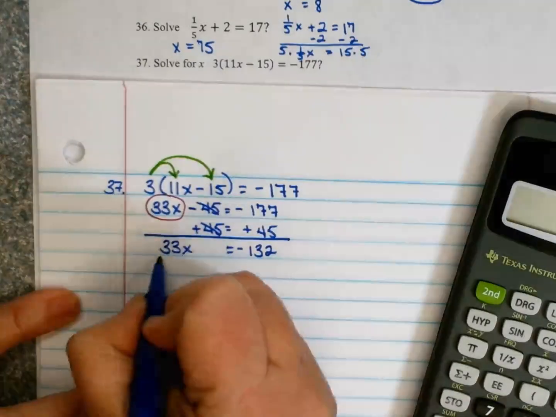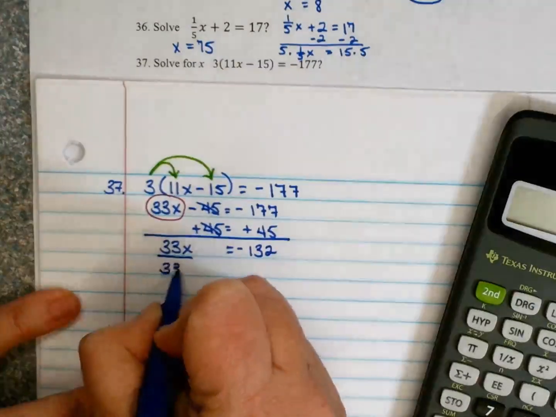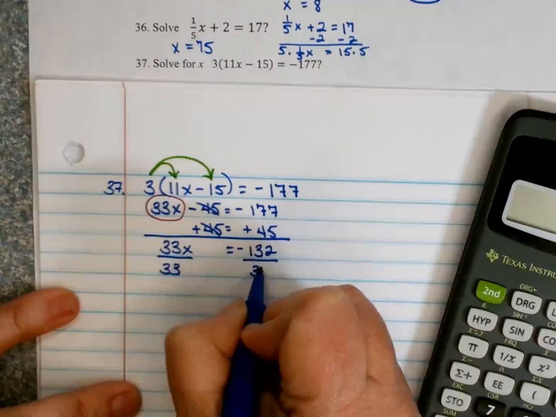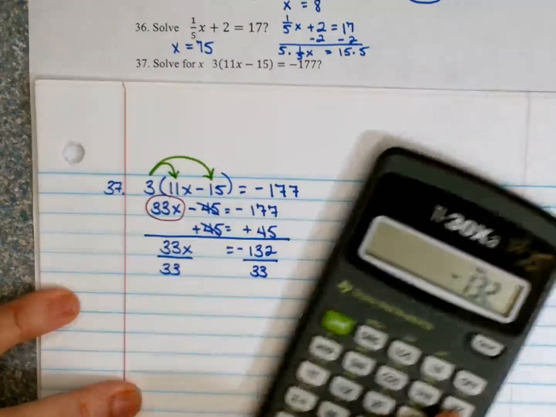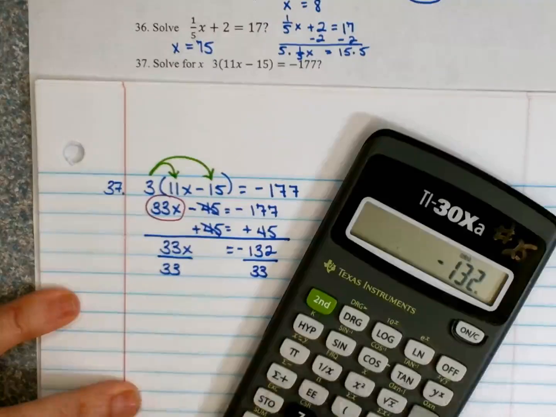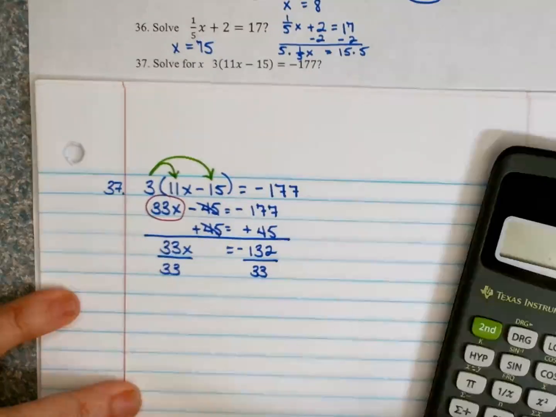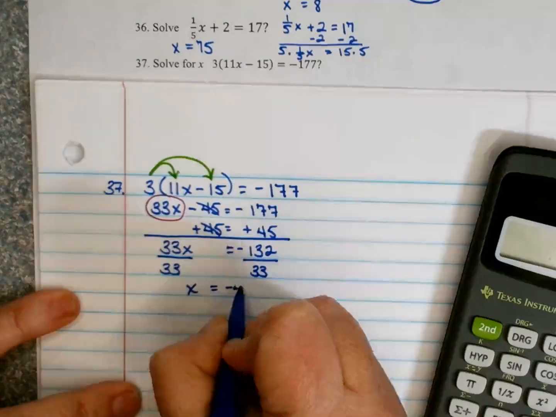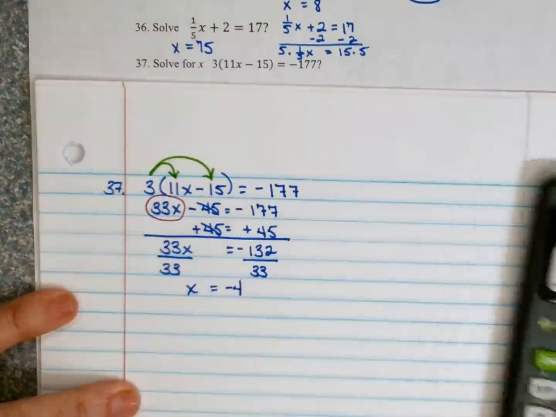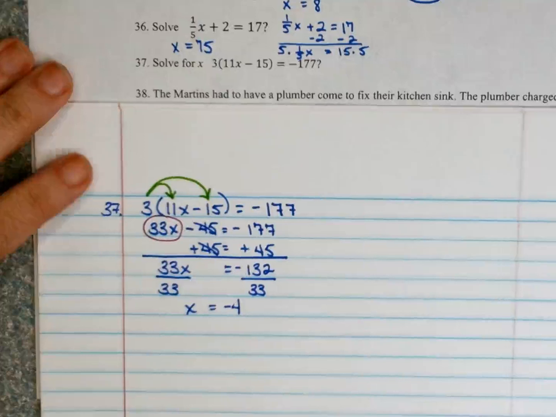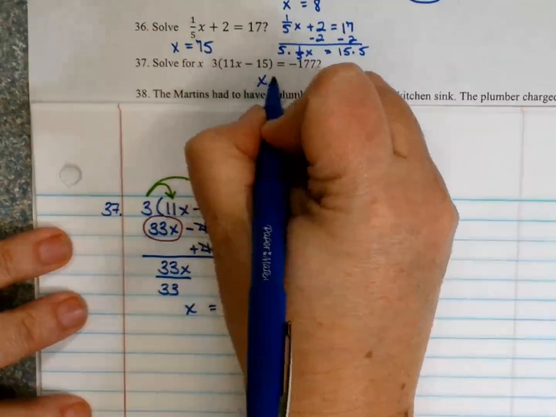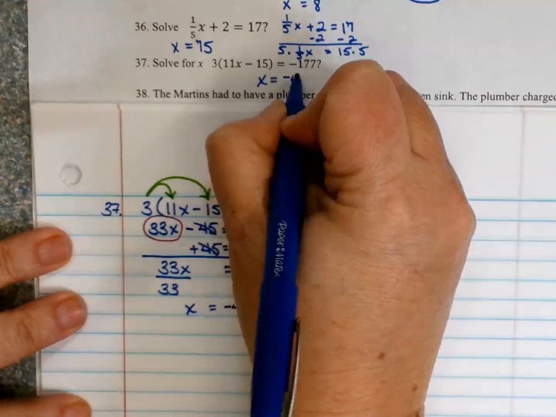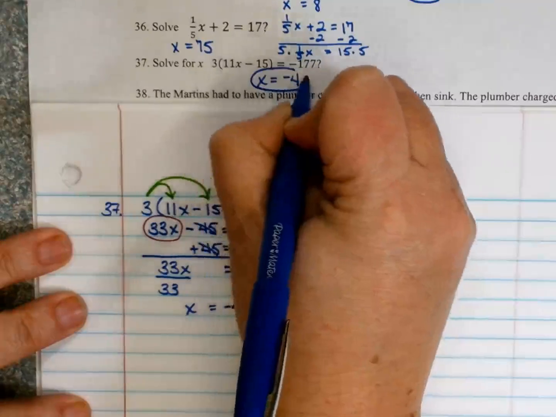Negative 132. And then I have to divide both sides by 33. Divide by 33. And I get negative 4. So x equals negative 4. Okay? So my answer to this one is x equals negative 4.